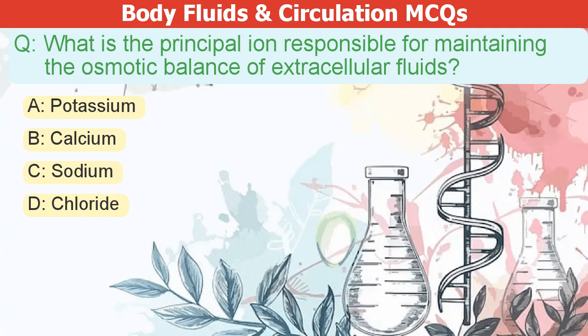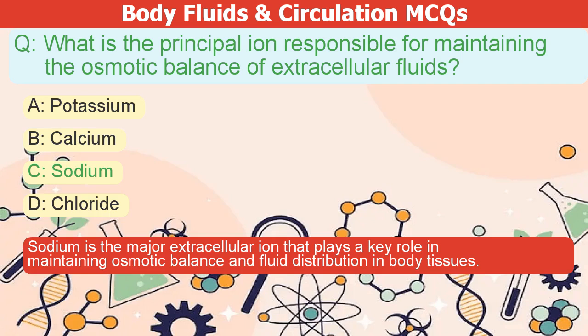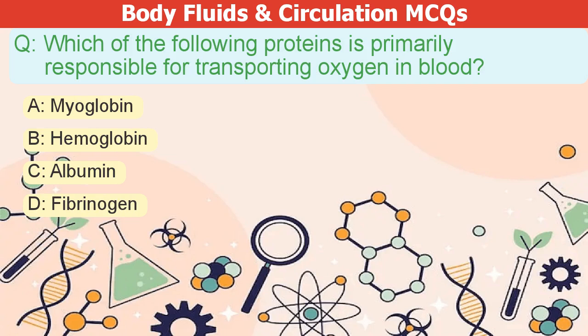What is the principal ion responsible for maintaining the osmotic balance of extracellular fluids? A. Potassium. B. Calcium. C. Sodium. D. Chloride. The correct answer is C. Sodium is the major extracellular ion that plays a key role in maintaining osmotic balance and fluid distribution in body tissues.